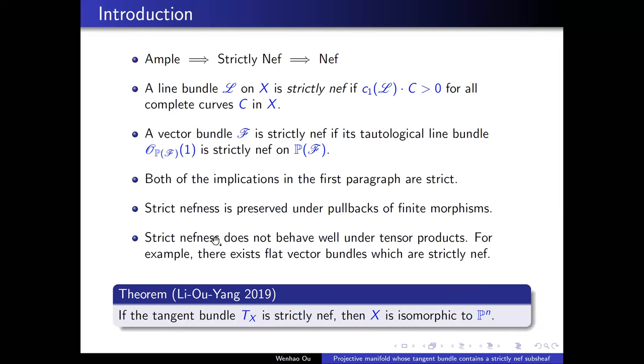So let's return to the problem that I mentioned before. If we replace the strict positivity condition in the previous problem by strictly nef, what do we have? Together with Yang Xiaokui and Li Duo in 2019, we proved the following theorem. If the tangent bundle is strictly nef, then X is isomorphic to P^n, which is the same conclusion as the Hartshorne conjecture. Do you have any questions? Okay.